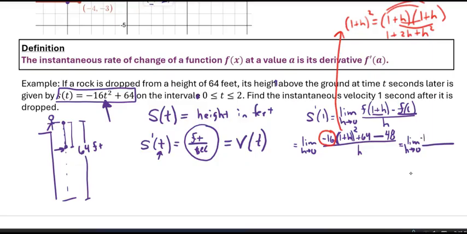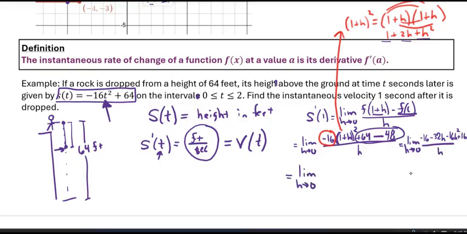So you would get -16 times the 1, minus 32h, that's this, minus 16h squared, that's this. And then these two last terms, 64 take away 48, I'm going to go ahead and do subtraction, which is 16, all over h. Next line.